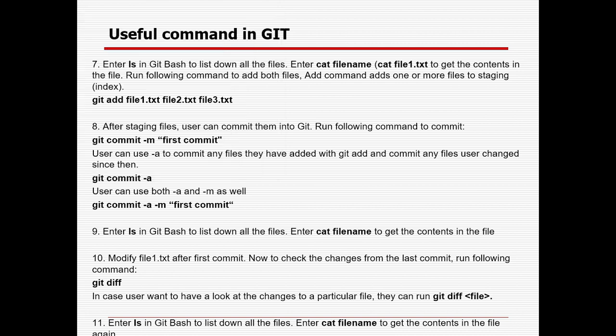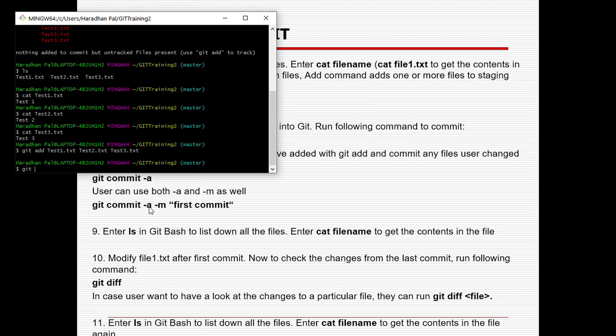After that I need to commit it. In case it is a single file, I will be using -m. In case it is a multiple file update, we will be using git commit -m and pass the commit message. In case it is a single file, I can use git commit -m and the commit message. In case it is multiple files, I will be using git commit -a -m and the message.